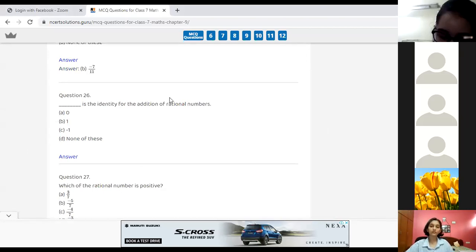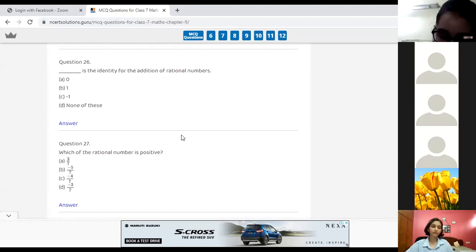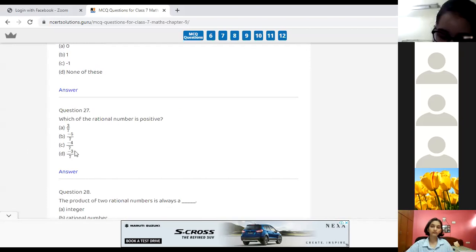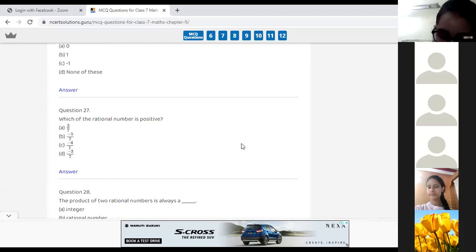0 is the identity for addition. Yeah, 0 is called additive identity. Which of these is the positive term? It's very easy. There are only 5-6 students who will answer. What about the rest of the class? They all are sleeping.